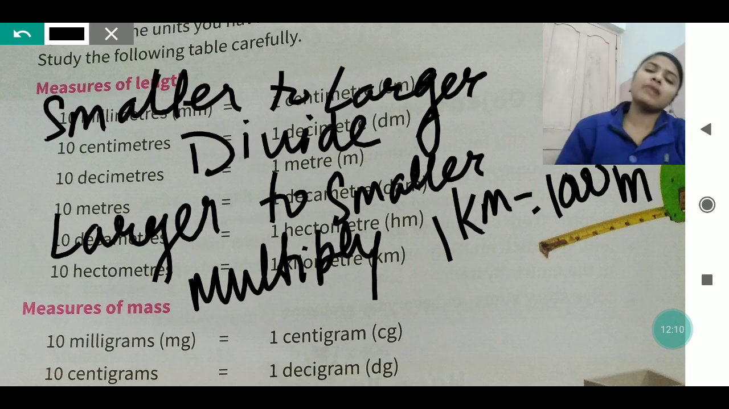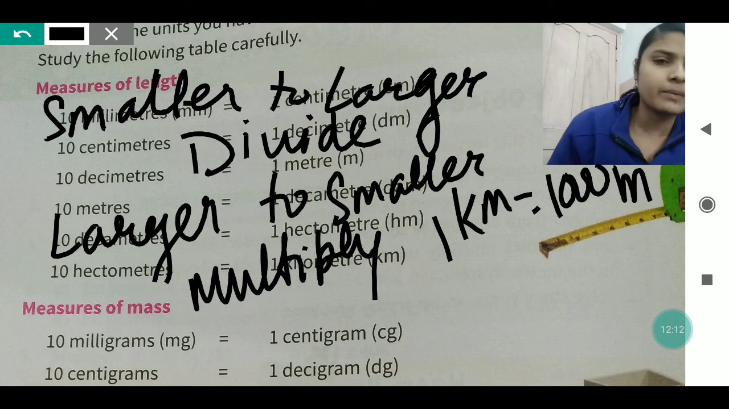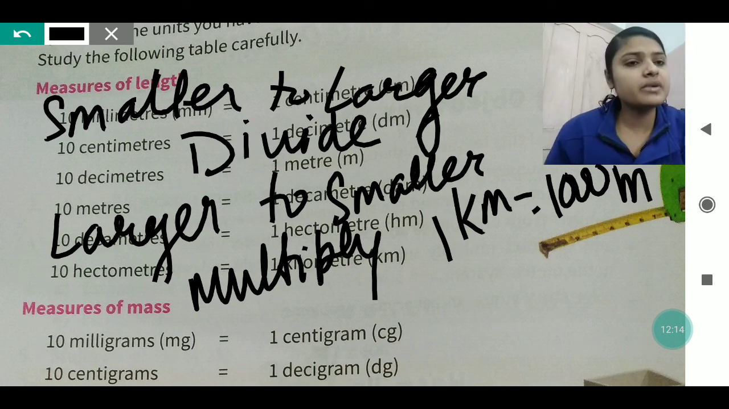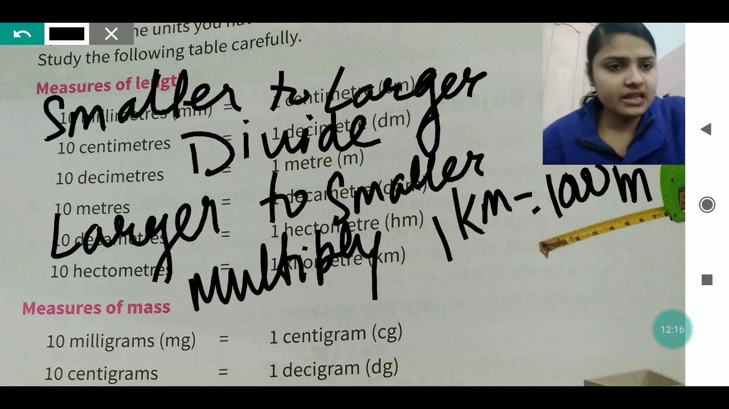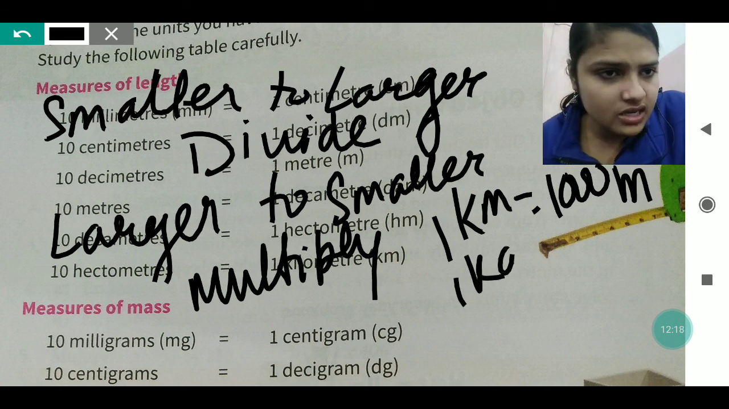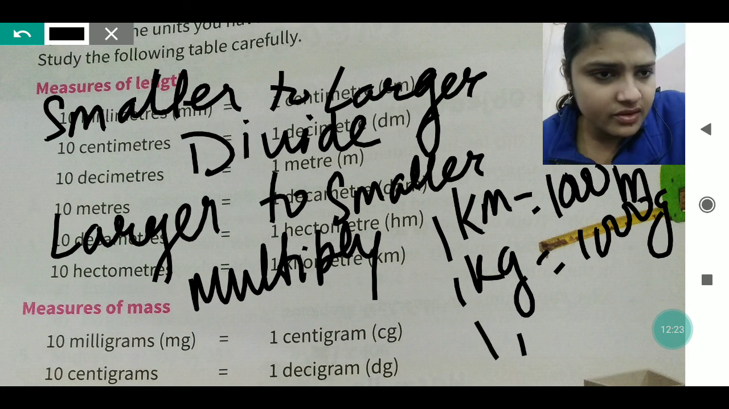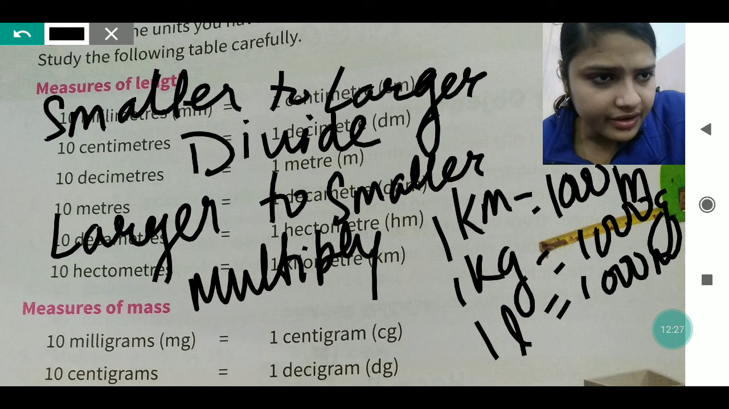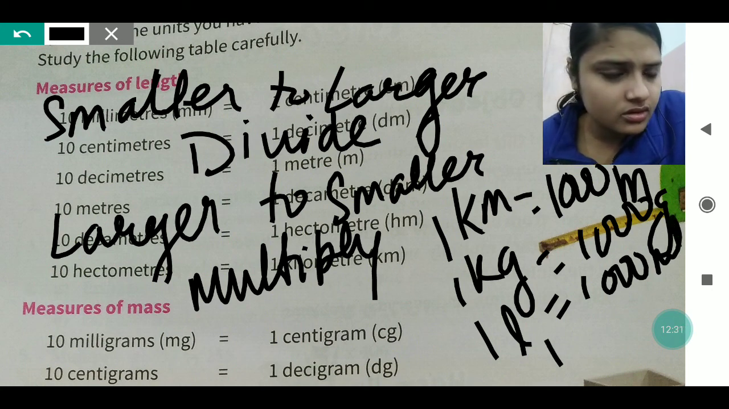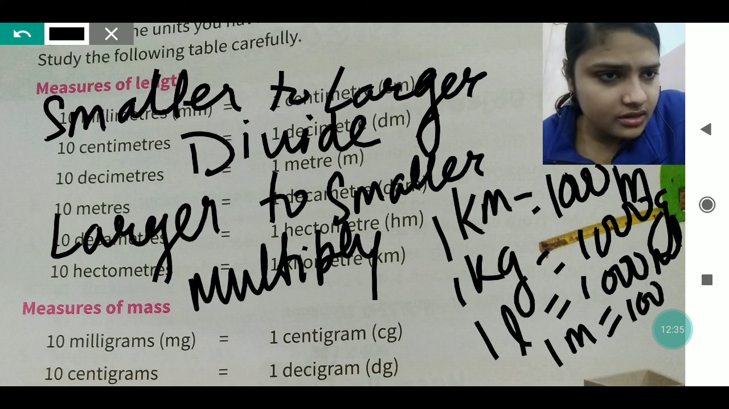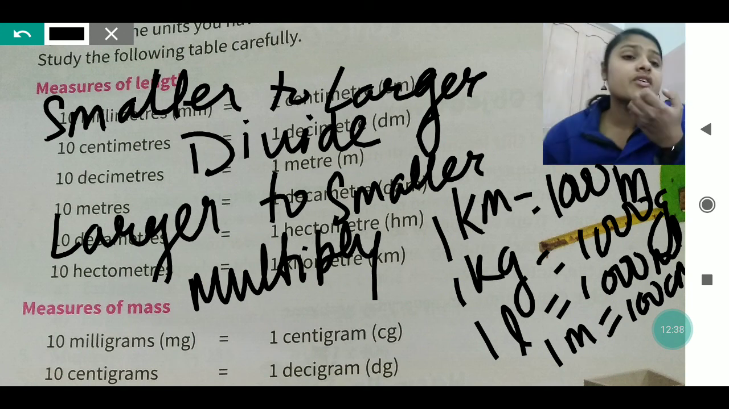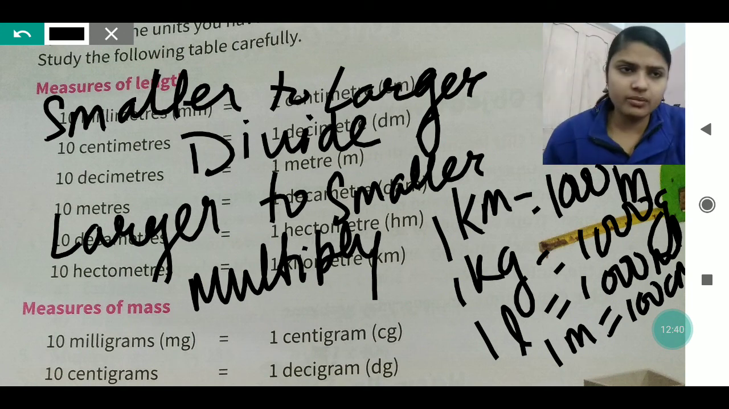In the same way in mass also, in the same way in capacity also. In the mass, it will be given in kg and gram. Like 1 kg is equal to 1000 gram. In liter it will be given 1 liter will be equal to 1000 milliliter. In the same way it will be given 1 meter is equal to 100 centimeter. So like this it will be given.